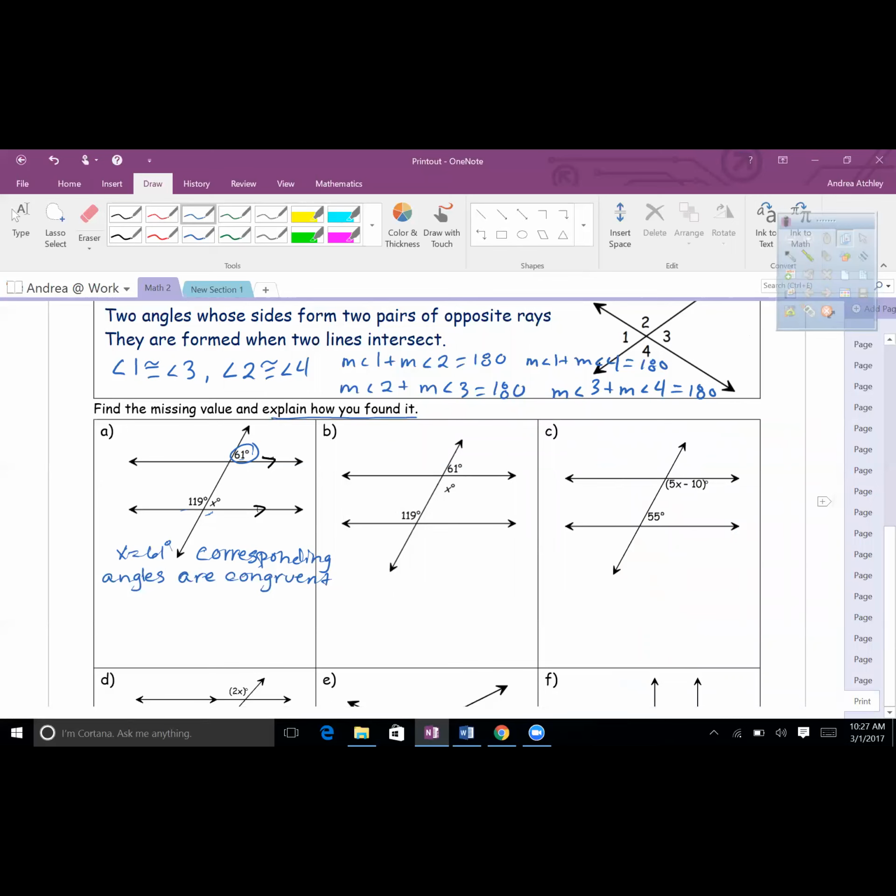Okay, B. Sebastian, any ideas on how I'm going to find what x is in B? What does x equal? And y?